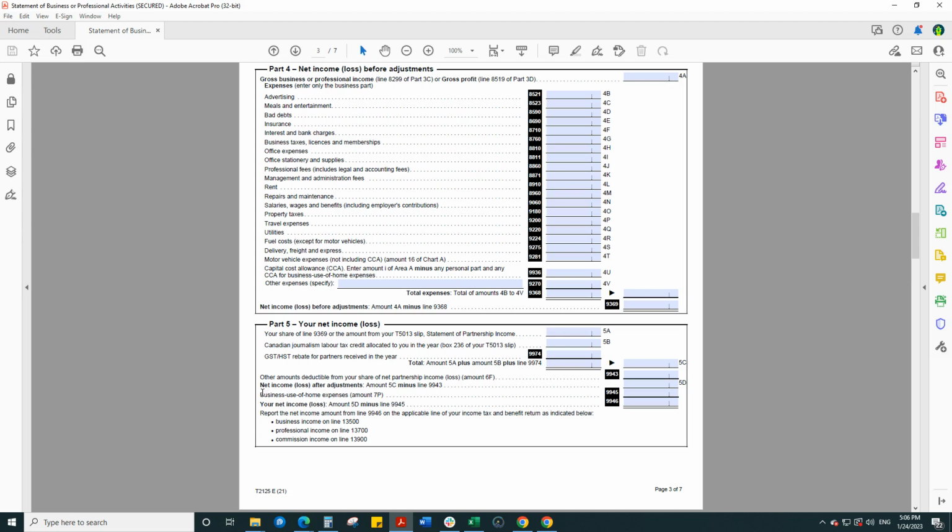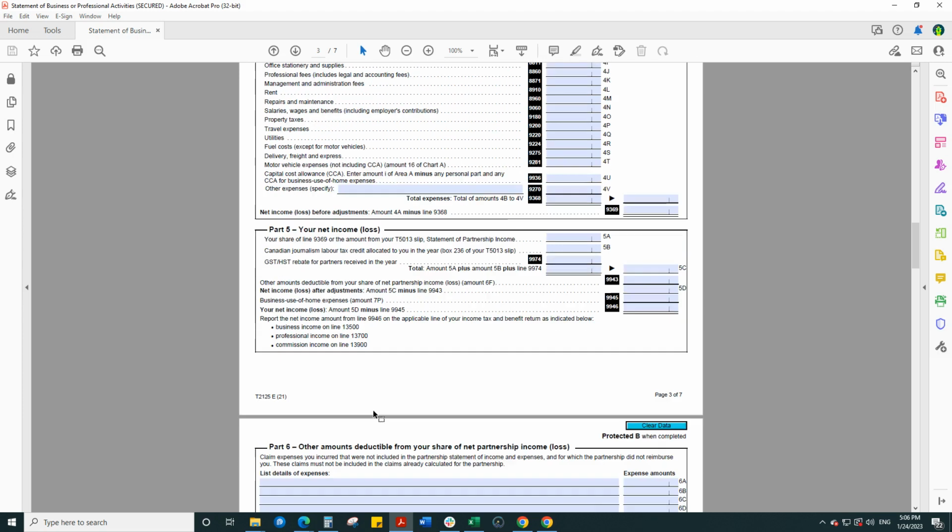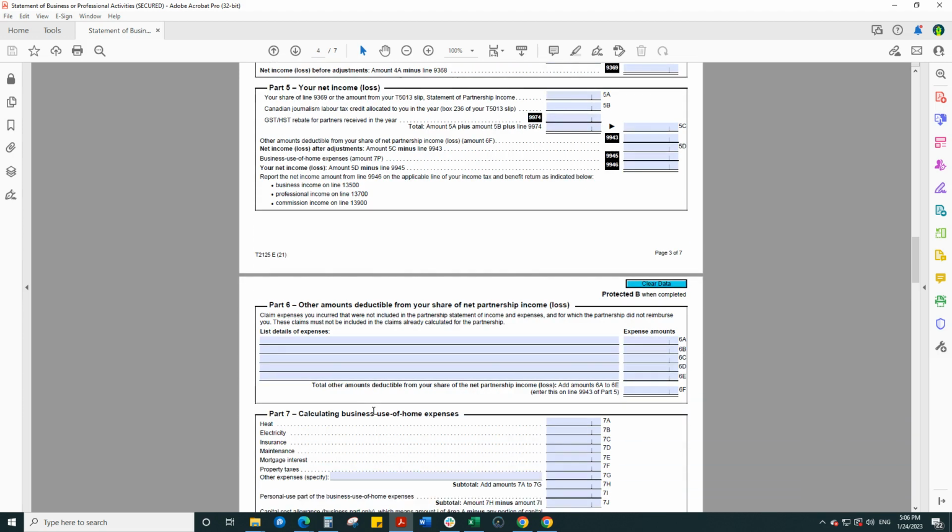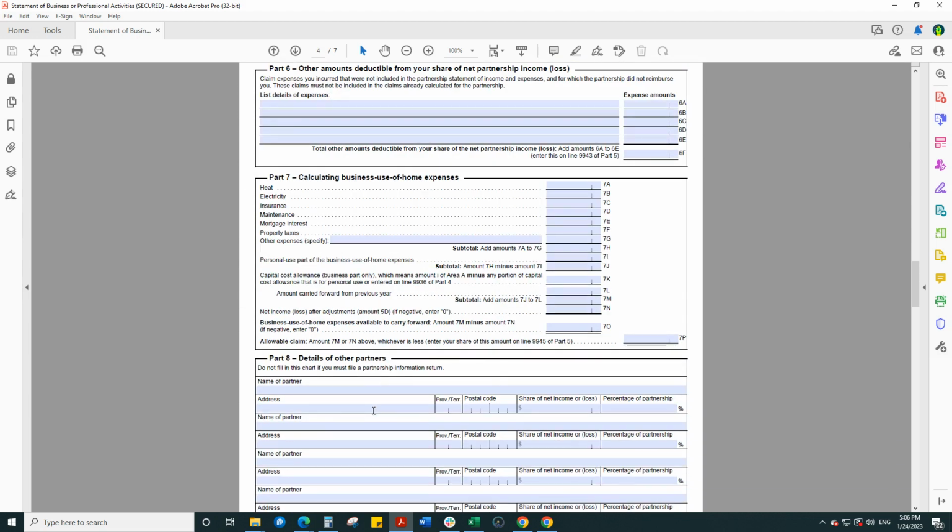And then you've got your business use of home expenses, and I'm going to go down to the part of the form that talks about that. So here's the part that calculates the business use of home. This would be something like a home office, or if you use part of your, say, garage for storage.